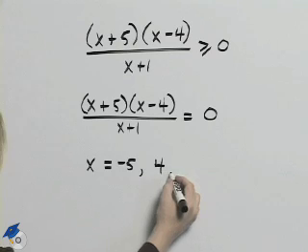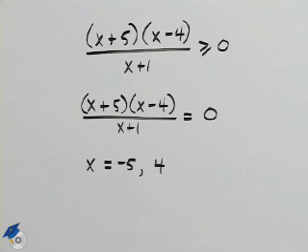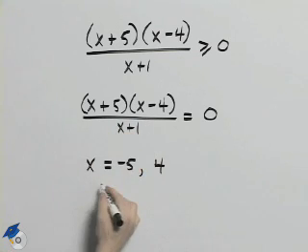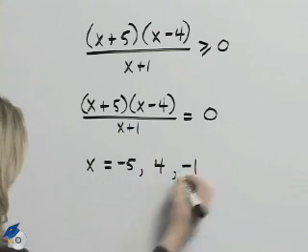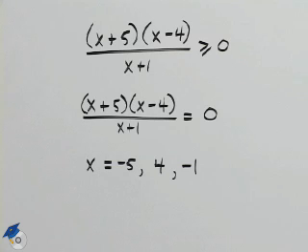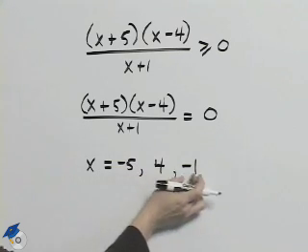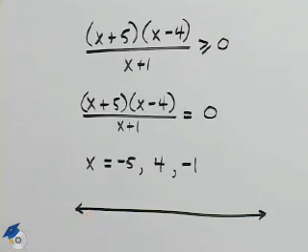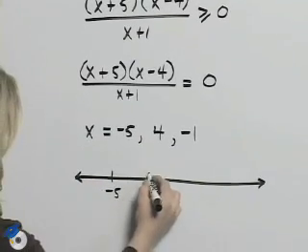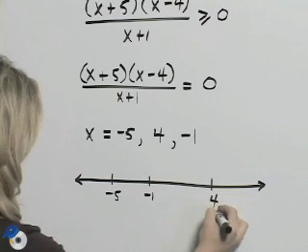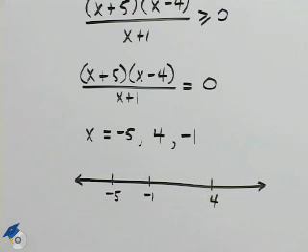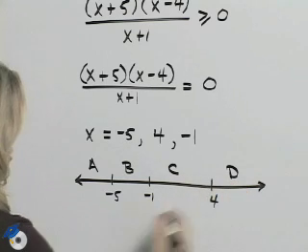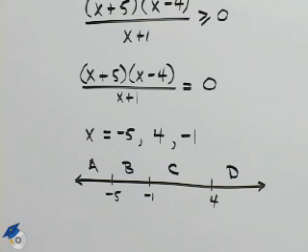Now we also need to find the values that cause the function to be undefined, in other words, where we're dividing by 0. If x is negative 1, we'll have an undefined expression, and so these are the values that define our intervals. If I draw a number line and I label those values from least to greatest, we'll have the number line divided up as so, and so I'll have 1, 2, 3, 4 intervals in which I'll have to test.